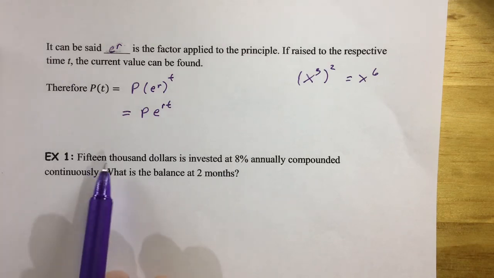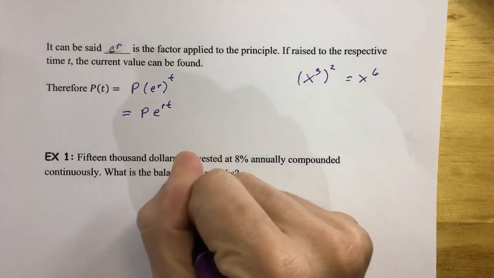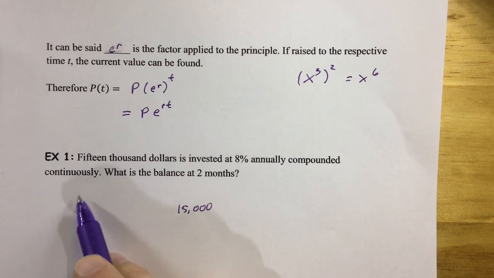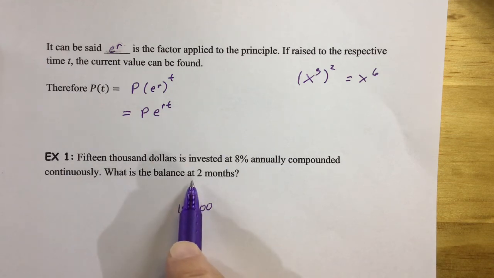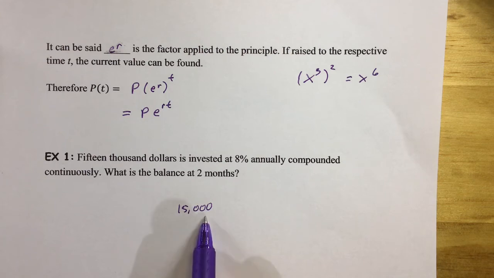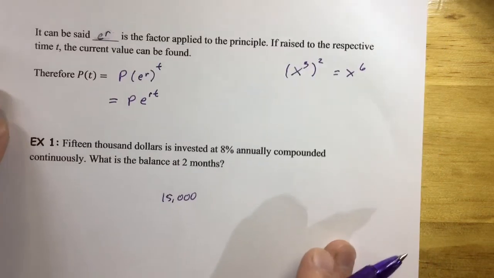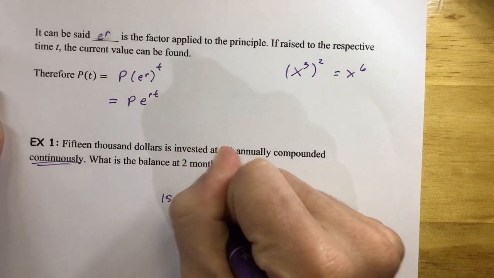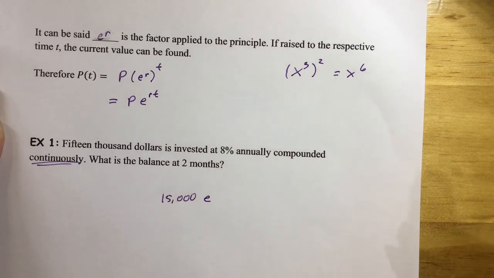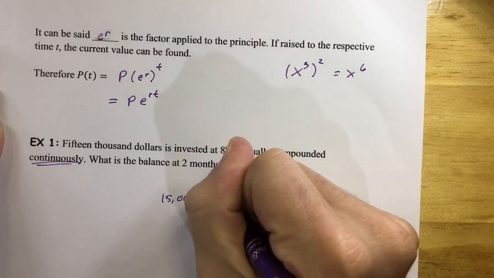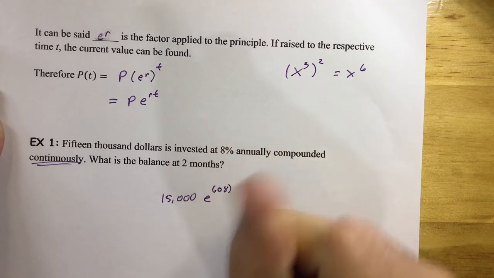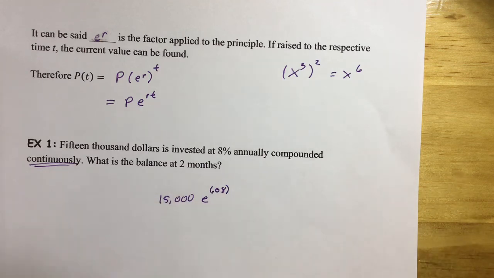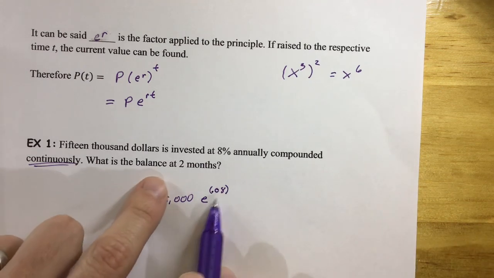Example 1, we got $15,000 that's invested at 8% and it is compounded continuously. What will be the balance in 2 months? Okay, so we got a principal of $15,000. Because it says continuously, that means you're going to multiply by e to the rt power. The r is going to be 0.08 for the 8%. You don't have to change anything in that spot. The percent just goes in that spot like that.